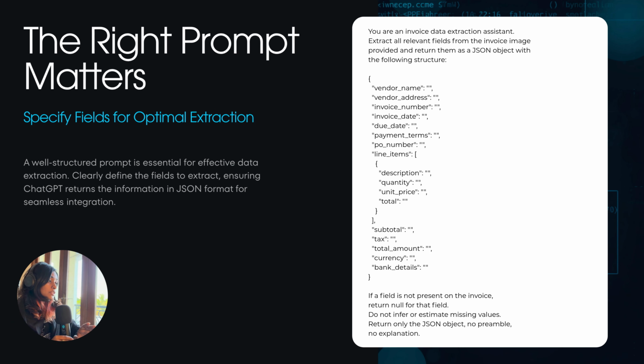Alright, this is the most important slide in the entire video. The prompt is everything. A lazy prompt gives you inconsistent output. A structured prompt gives you clean JSON you can pipe straight into your ERP or AP system. You're defining every field, from vendor name, invoice date, due date, line items, total amount, and telling ChatGPT to return only the JSON. No intro, no explanation, just the data.